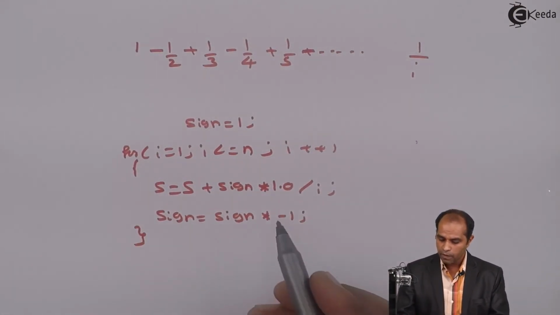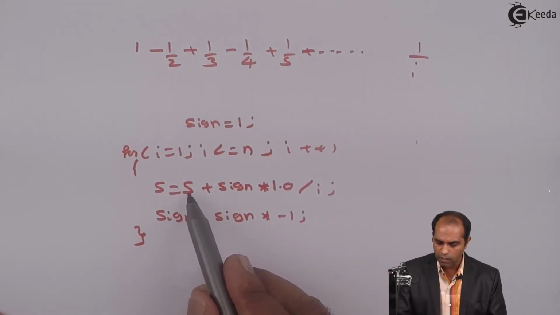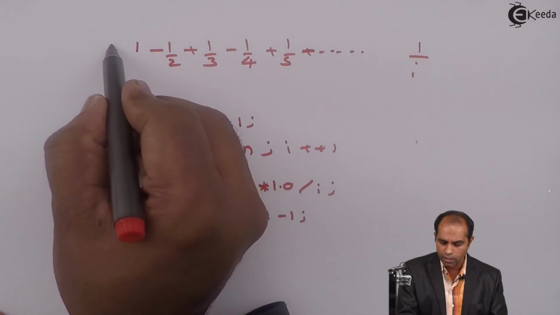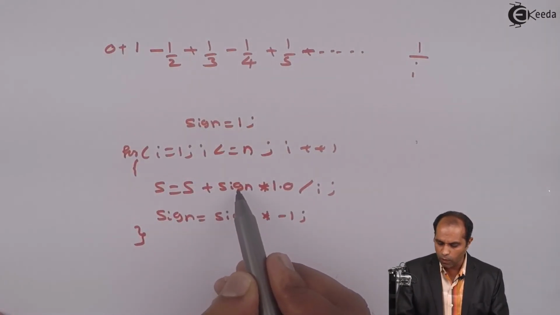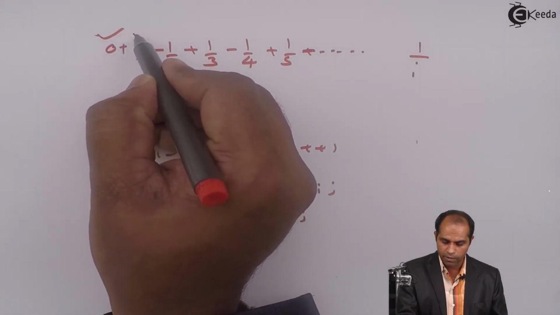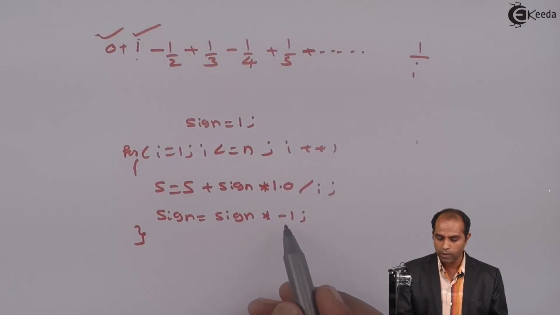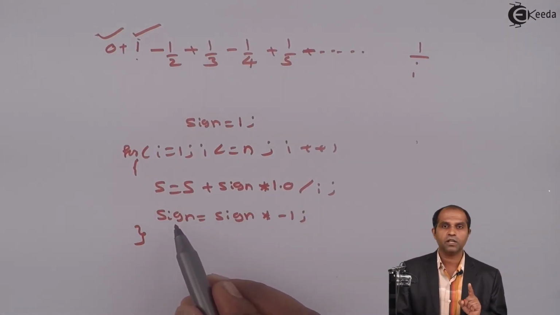Now how does it work? Initially sign is 1, and initially s is 0, so I'll say 0 plus sign, which is 1, 1 asterisk 1.0 by 1, that is 1 by 1. So we got this term. Sign equals sign into minus 1. What is the sign value now? 1. 1 into minus 1 is minus 1. So sign now stores minus 1.